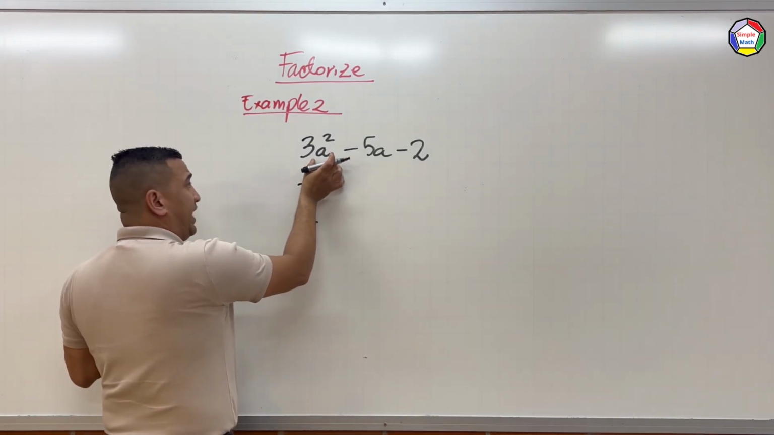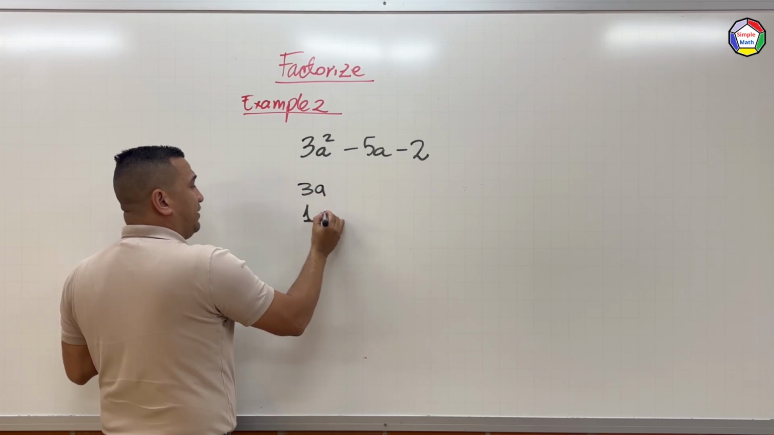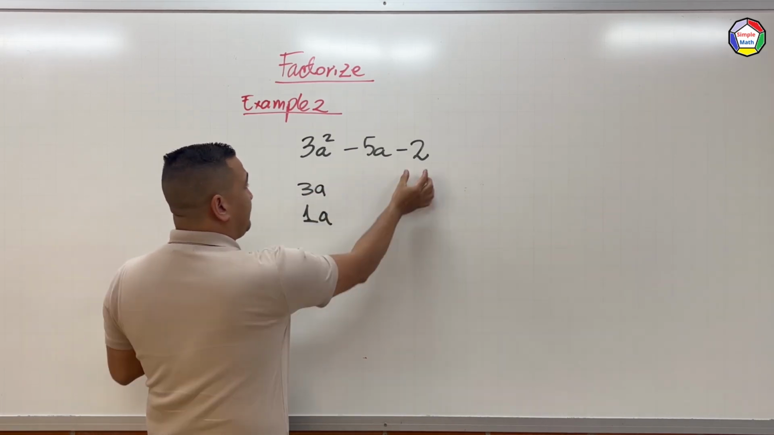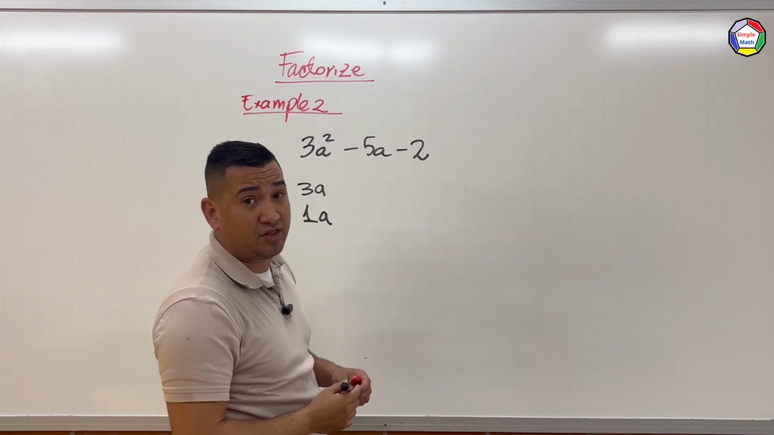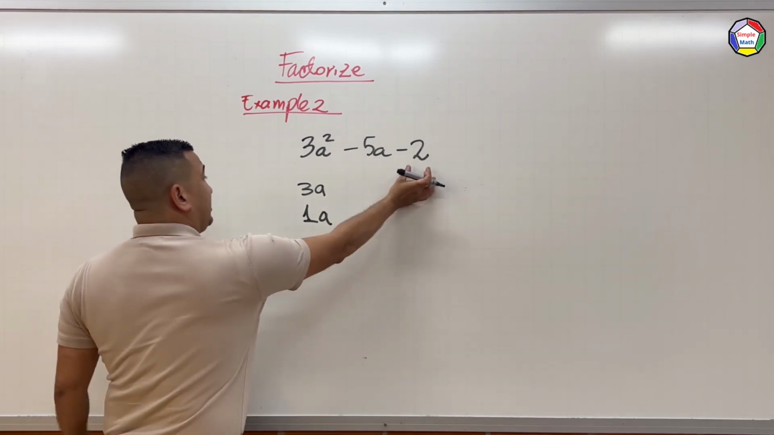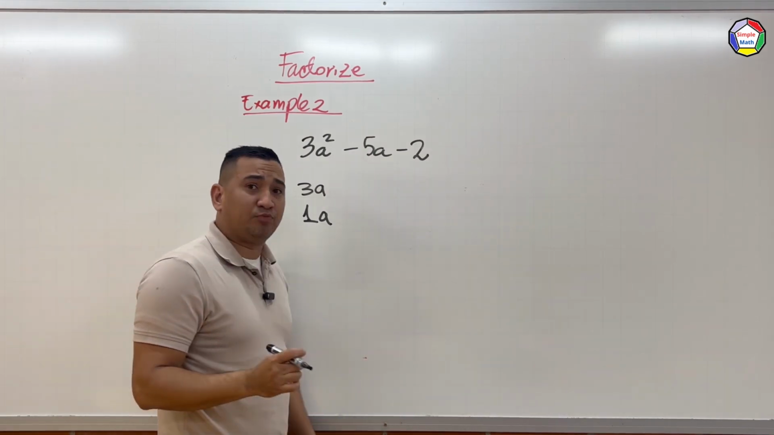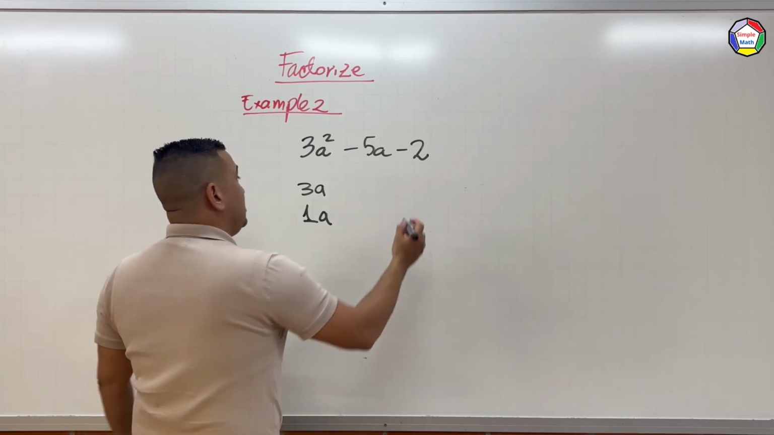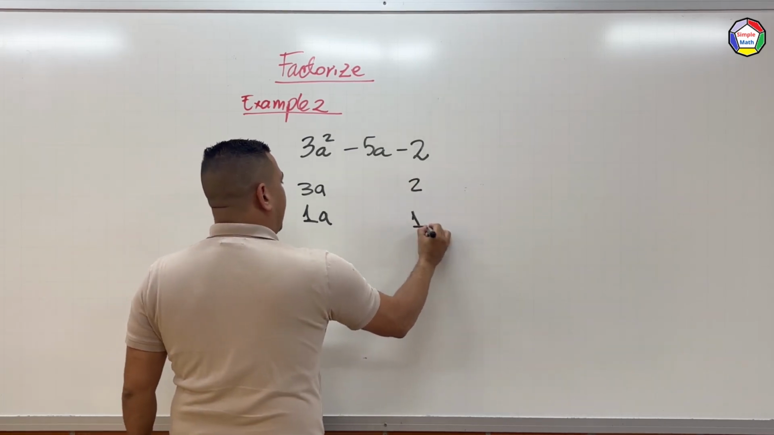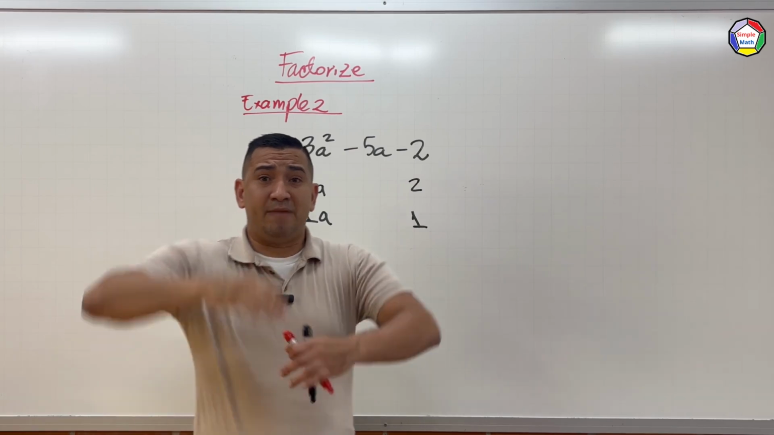Then the square root of a to the power of 2 is a. So I copy here a and a. I do the same thing with the term that is at the end, so with the third term. Which are the factors that when I multiply, I obtain 2? 2 has only 2 factors, 2 and 1. 2 times 1 is 2. So I'm going to copy them here, 2 times 1. And then I will start making the combinations.